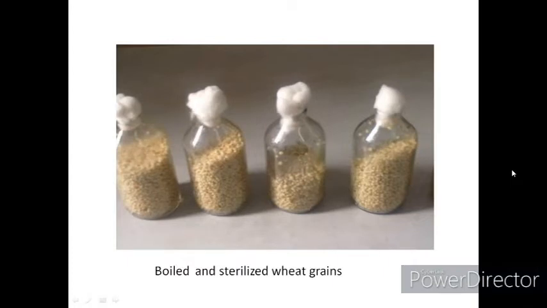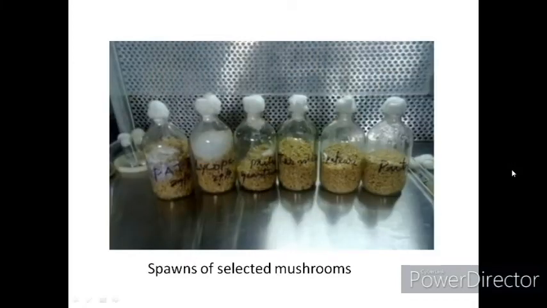Then we add calcium carbonate and gypsum to maintain a particular pH, and so that the wheat grains may not stick to each other. That's why we add calcium carbonate and gypsum. And in these bottles, we transfer the mycelia which is growing in the agar slant, PDA slants.